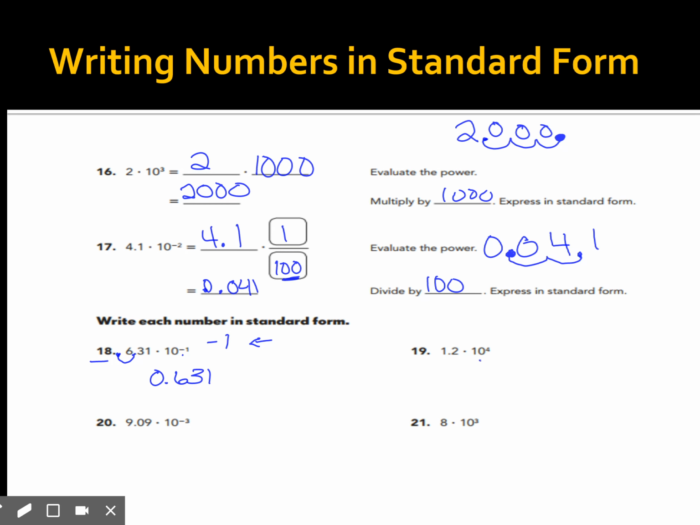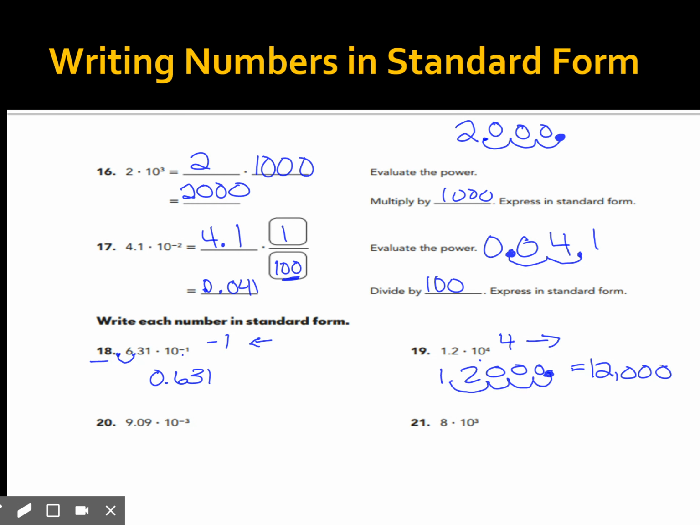1.2 times 10 to the 4th. I have a positive 4, so I'm moving my decimal to the right. I'm going to rewrite this 1.2, 1, 2, 3, 4. I'll fill in my zeros where I have this missing spot. So that equals 12,000.